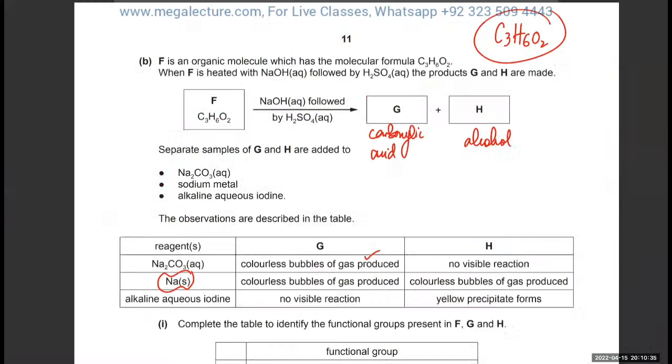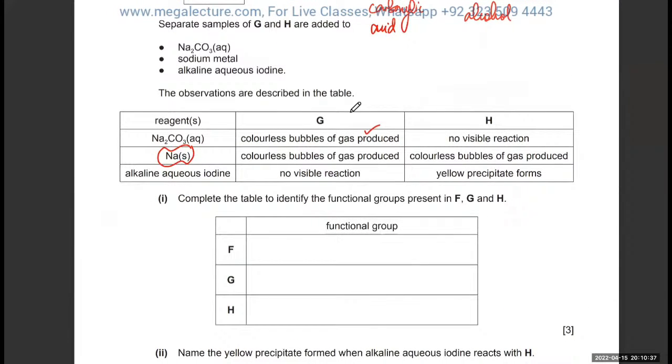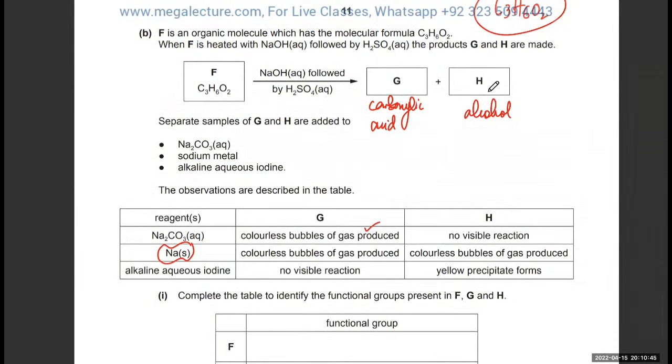But coming back to this sodium test, this would be an alcohol. It's not a carboxylic acid because the first test was not positive. And this is a carboxylic acid because the first step said it's a carboxylic acid. And then alkaline aqueous iodine gives a positive result with this structure. So it's giving a positive result with this one.